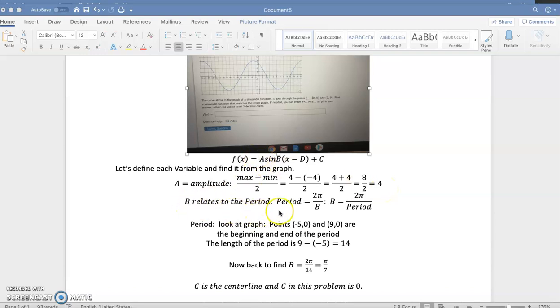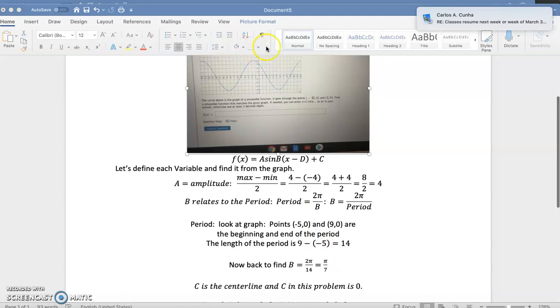B relates to the period. Well, 2 pi over B is what's equal to the period. So if you rearrange that, B is 2 pi over the period. If you go from -5 to 9, those are the 2 points that look like you can see of where the period begins and ends. That distance is 14. So we would take that 14, and I think this was where the main question was. We would take that 14, which is the period, and put 2 pi over 14, and we end up with pi over 7.